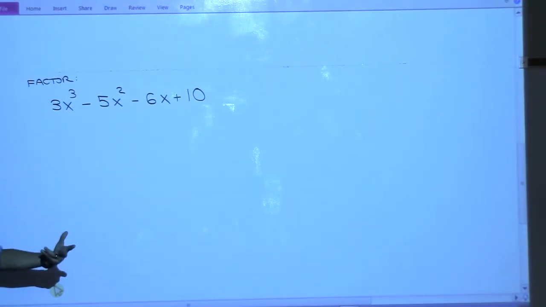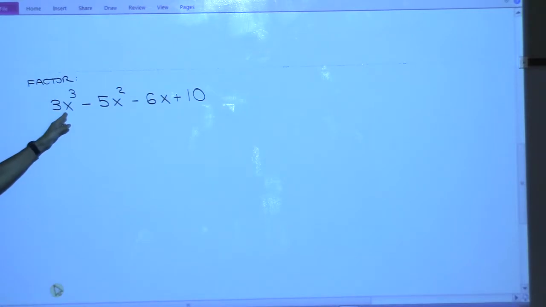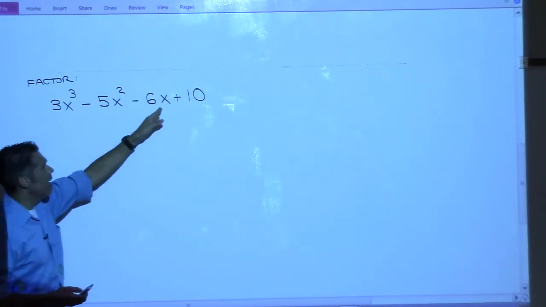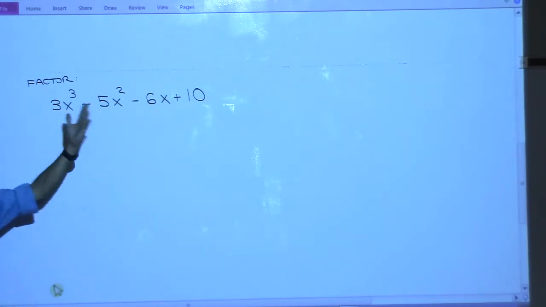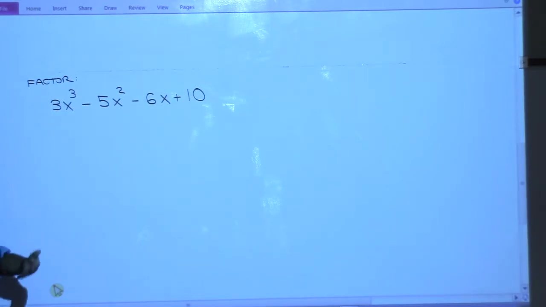Then go look for variables. So I have an x cubed here, x squared, I have an x, and I don't have an x there. So do I have any variables in common in all of them? No. So there's no GCF here. There's no greatest common factor that I can pull out. Okay, so I move to the next step.